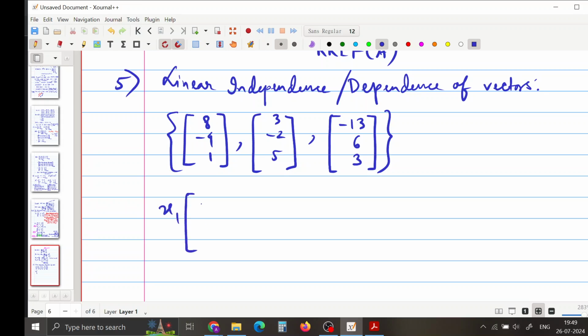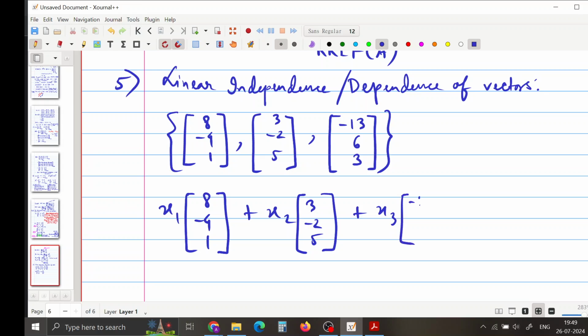Let's form a linear combination of these 3 vectors like this: x1 times the first vector, x2 times the second vector, plus x3 times the third vector, and I equate this to 0. This is bold 0, the 0 vector or the null vector. It's basically the 3 cross 1 all 0 column vector.